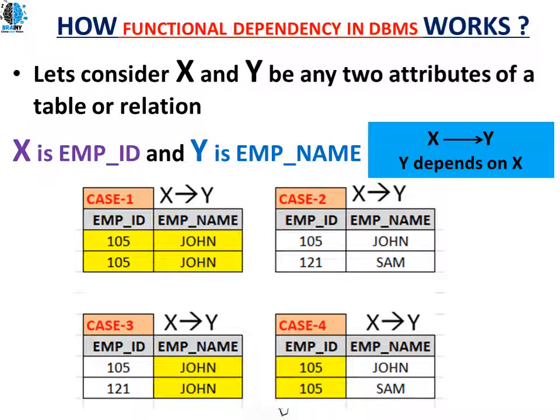In case 1, employee ID and employee name are the same. In case 2, employee ID and employee name are different. In case 3, employee IDs are different, names are the same. In case 4, employee IDs are the same, names are different. Now, how do these functional dependencies work?